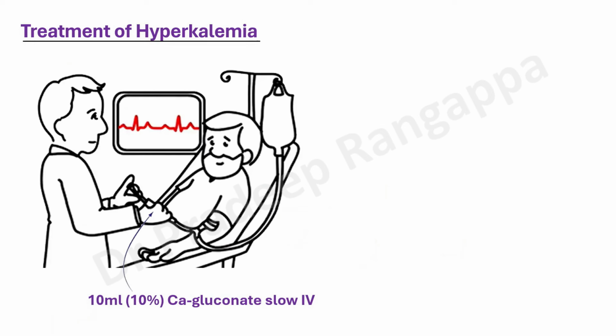And the second step is redistribution of potassium. And the third step is removing the potassium. These are the three components. So the first step is to protect the heart by giving calcium.